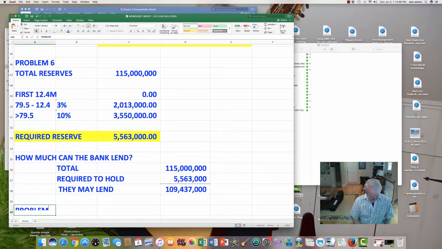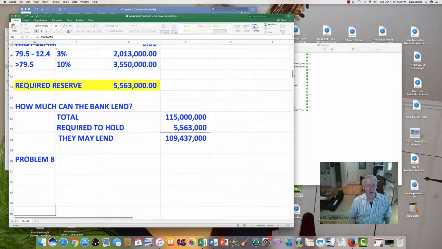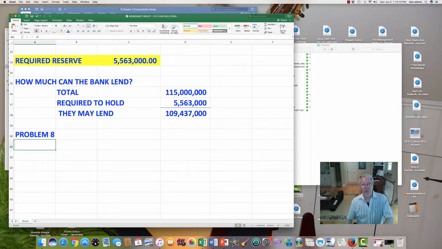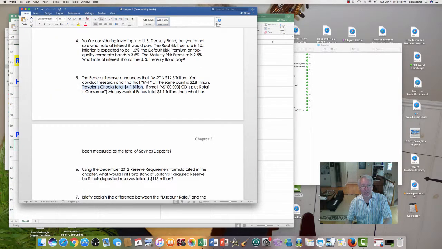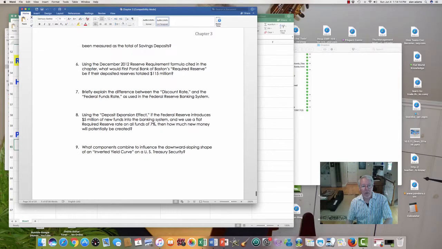Problem number 8. I didn't ask you to do number 7. Let's see what it says. Problem number 8 says, using the deposit expansion effect, we're going to use a flat 7%. Remember, the bracketing we just did, I will tell you, use the bracketing. If I want to keep your math easy and just use a flat percent like when we do deposit expansion, I will tell you.